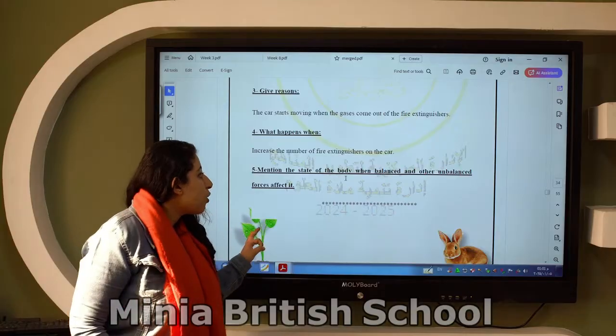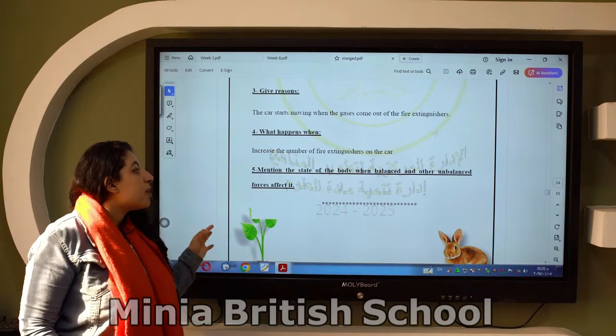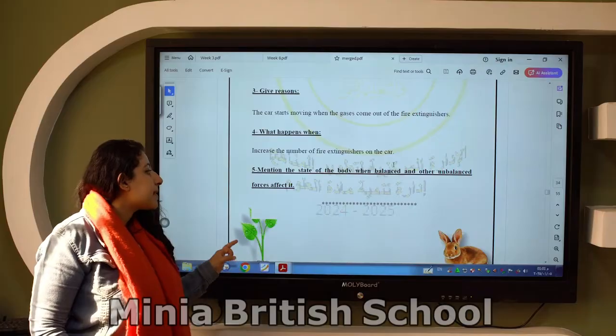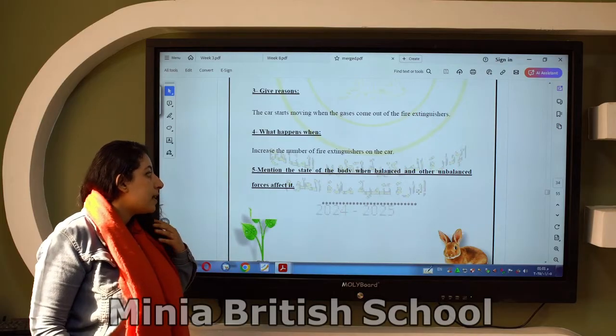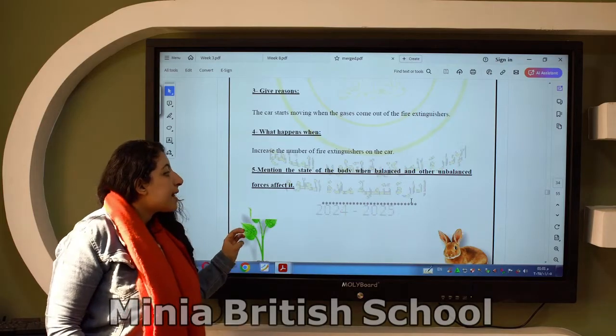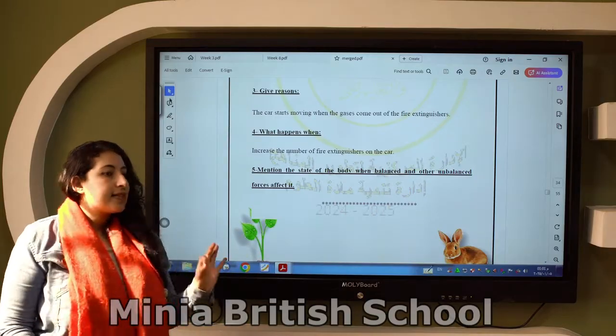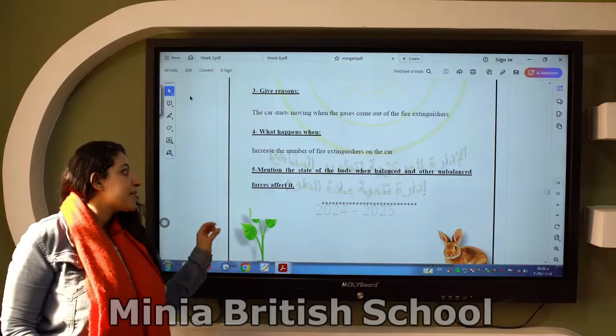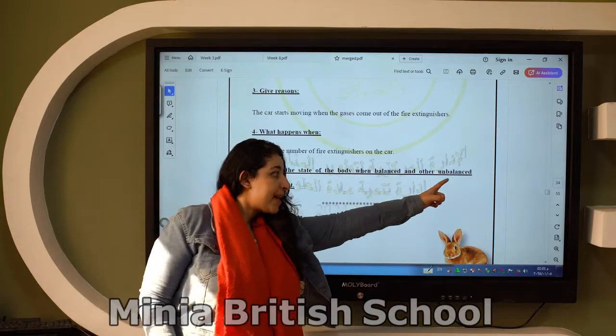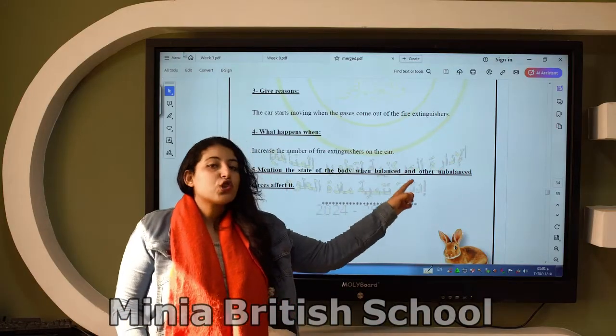Mention the state of the body when balanced or unbalanced forces affect it. When balanced forces affect the body, it will not move and will be in a static state. Unbalanced forces put it in a motion state.